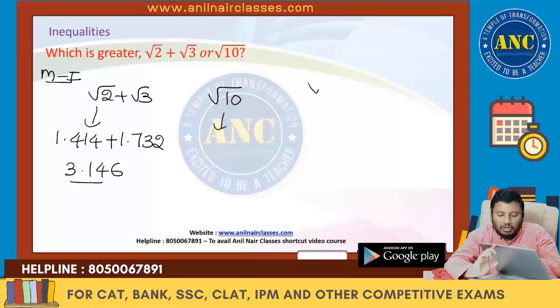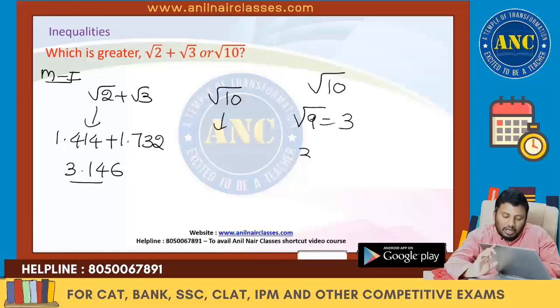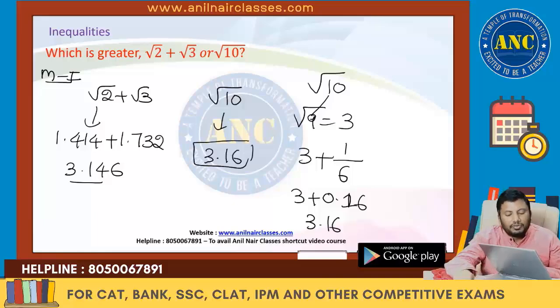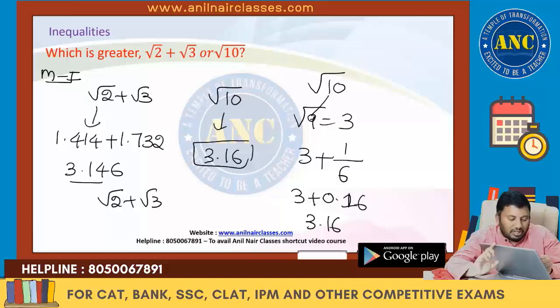Root 10. How to find out root 10? Root 10 is nearer to root 9, which is nothing but 3 plus. The difference is 1, so it is 1 by 6. So 6 ones are 6, 6 sixes are 36. So it is 3.16. So the 3.16 calculation method shows root 2 plus root 3 is less than root 10.